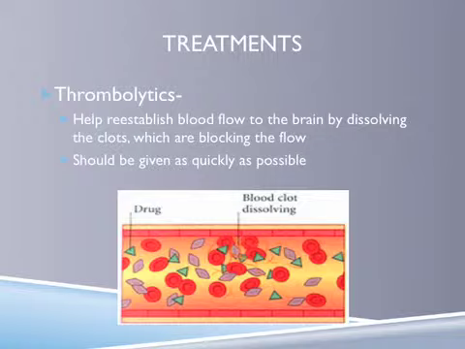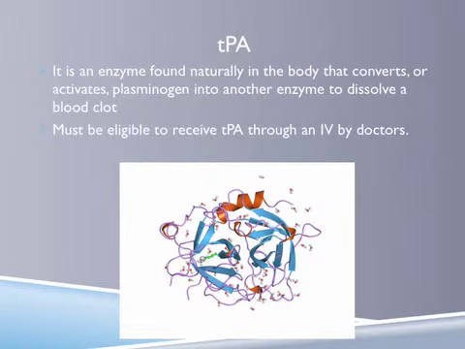To be effective, though, the thrombolytic therapy should be given as quickly as possible. A second one is the TPA, which I mentioned earlier. This is an enzyme found naturally in the body that converts or activates plasminogen into another enzyme to dissolve a blood clot. It may also be used in an IV by doctors to speed up the dissolving of the clot. This really needs to be given as soon as possible, preferably within 3 hours of symptom onset. It's also important that you know the stroke warning signs so you can get to the hospital and receive this.